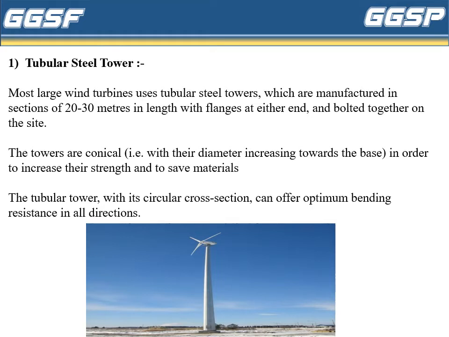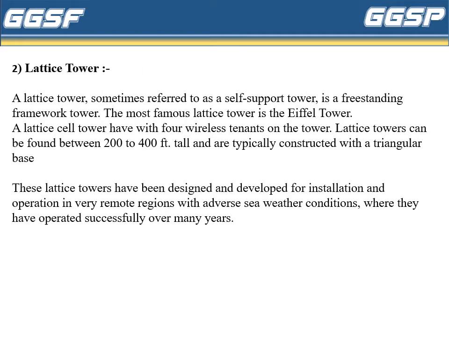Next slide. The second type of wind tower is the lattice tower. A lattice tower is sometimes referred to as a self-supporting tower. It is a freestanding framework tower, and we all know that the most famous lattice tower is the Eiffel Tower, which is in Paris. A lattice cell tower has four wireless stands on the tower.